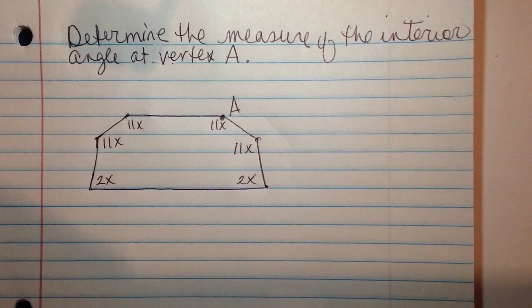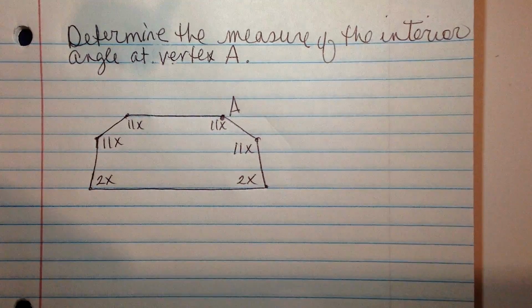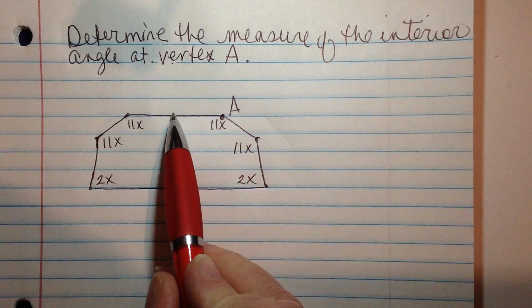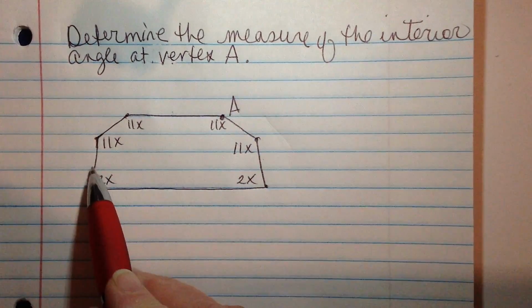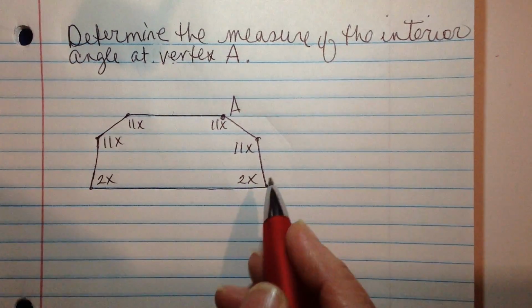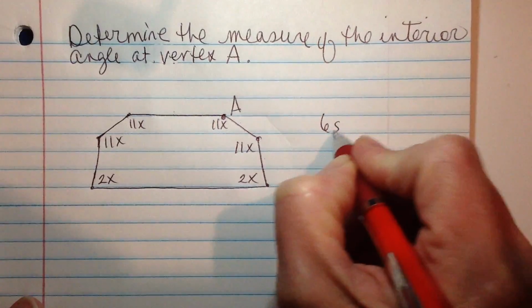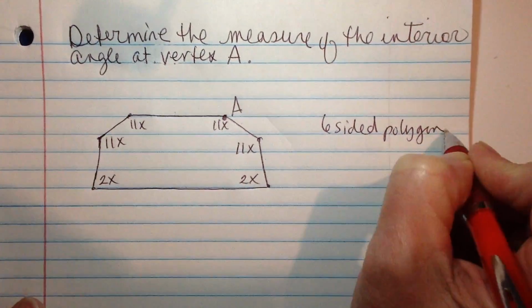To determine the measure of the angle at vertex A, we first need to count the number of sides of this polygon. If you count the sides, you have 1, 2, 3, 4, 5, 6. This is a 6-sided polygon, known as a hexagon.